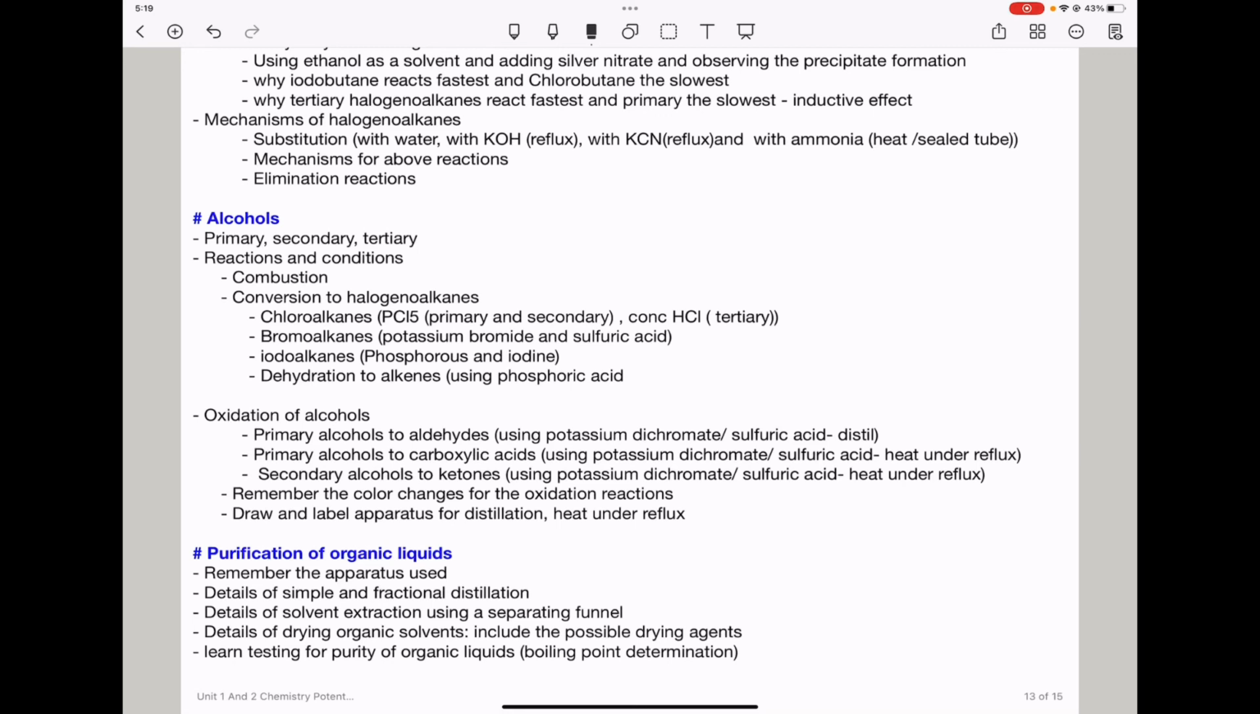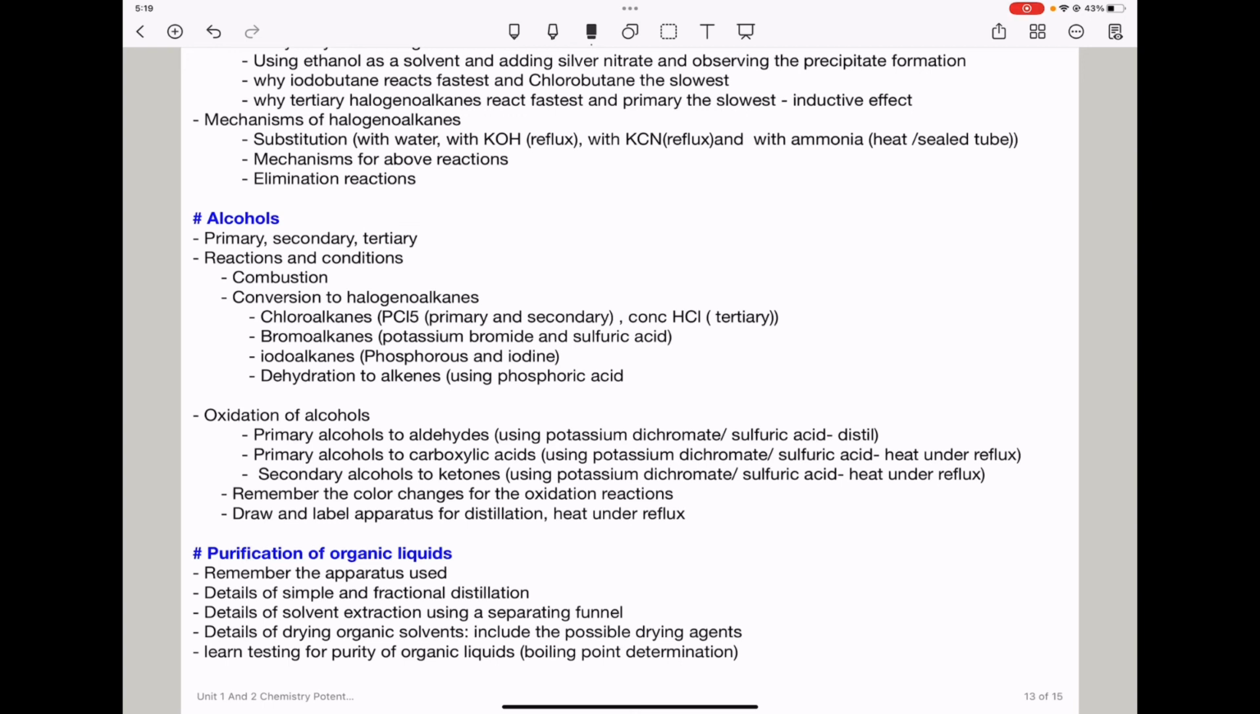Going to oxidation of alcohols, this is as well common in Unit 2 as well as Unit 3. Primary alcohols can be oxidized to aldehydes, and if you want to get a product here, you need to use acidified potassium dichromate and distill off the product. For primary alcohols to be converted to carboxylic acids, you need to use acidified potassium dichromate, heat under reflux. They can actually ask you, why do we heat under reflux? You need to know that. And then for secondary alcohols to ketones, use the same reagent, acidified potassium dichromate, and heat under reflux.